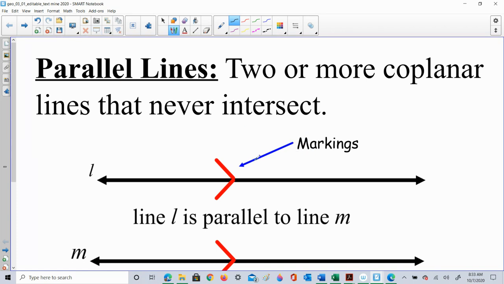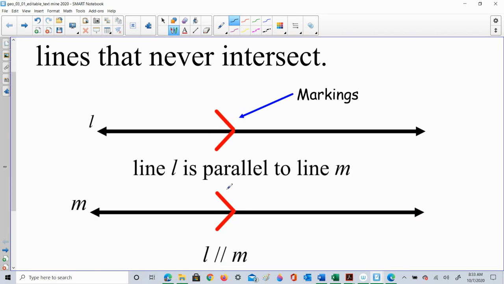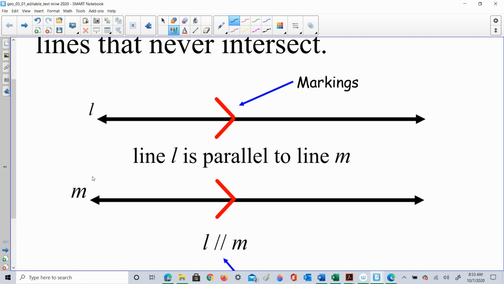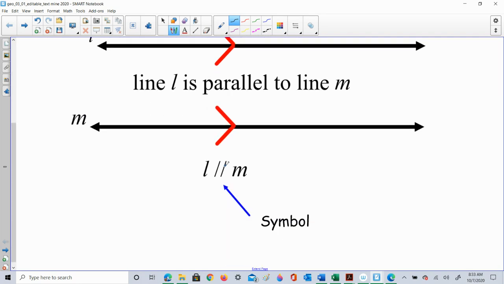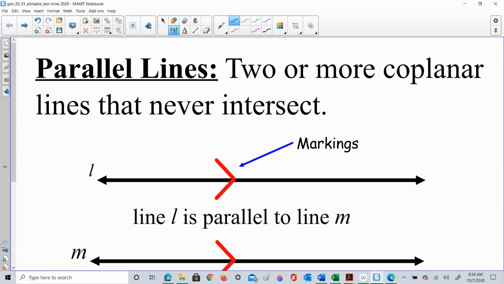So we have markings. This is how you mark two parallel lines. If you have two different parallel lines, you would put two of these. So this means parallel. The words here, because of the markings, are: line L is parallel to line M. We can name a line with lowercase letters at the ends. The symbol for parallel is a double slash. L is parallel to M. These are the same words. These are the symbols for these words. These are the markings that give us these symbols. So that's parallel lines.